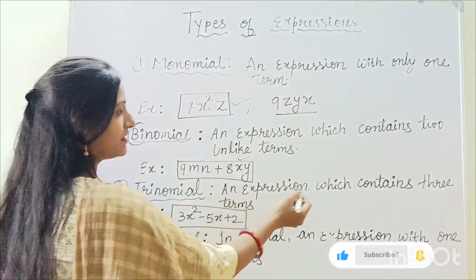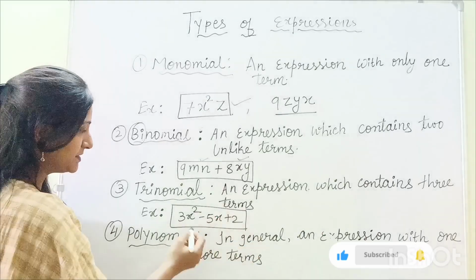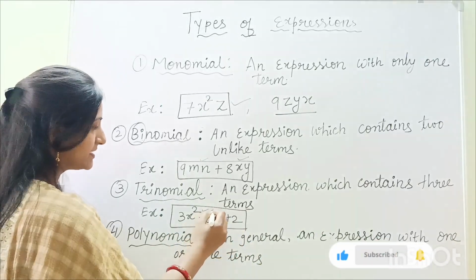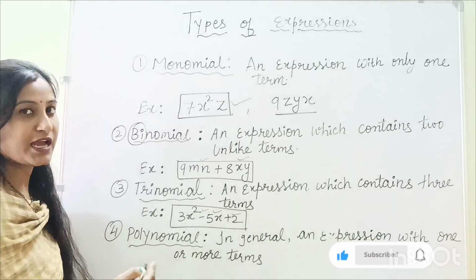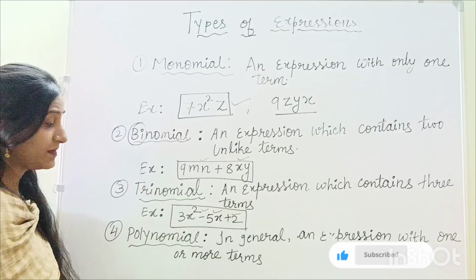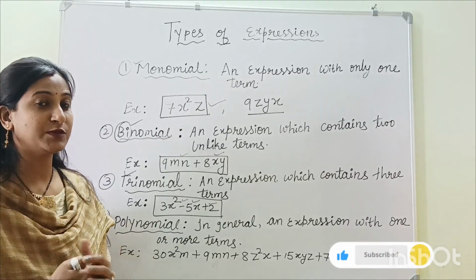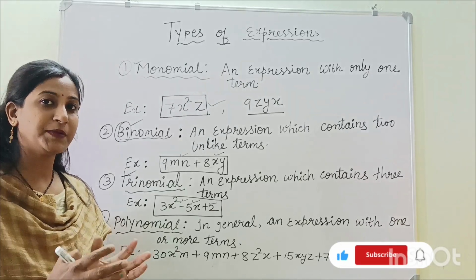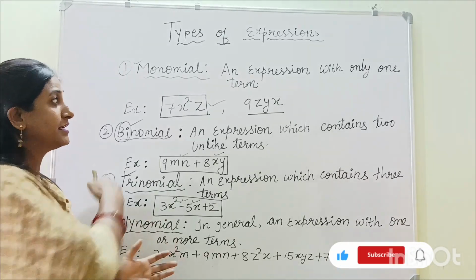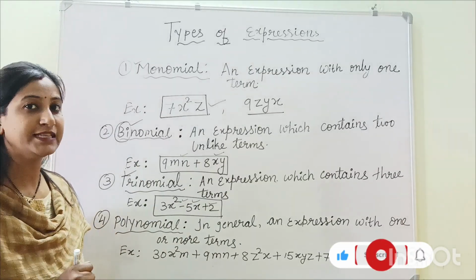Trinomial: an expression which contains three terms. So we have here three different terms, 3x square minus 5x plus 2. If the expression has three terms, we should call it a trinomial. If an expression has more than three terms, what do we call that? An expression with more than three terms is called a polynomial, or in general, monomial, binomial, trinomial also we can call polynomial.